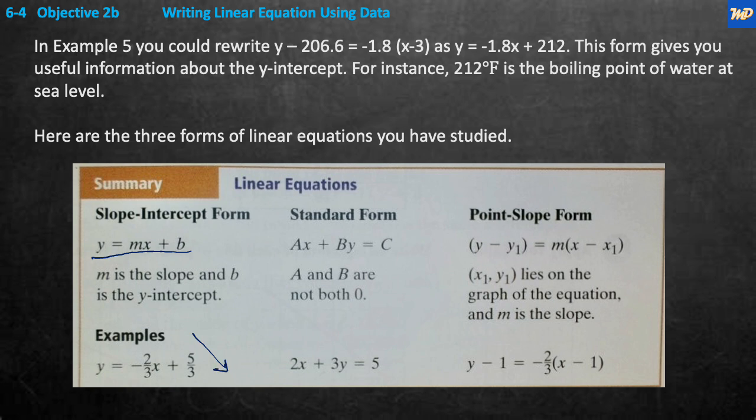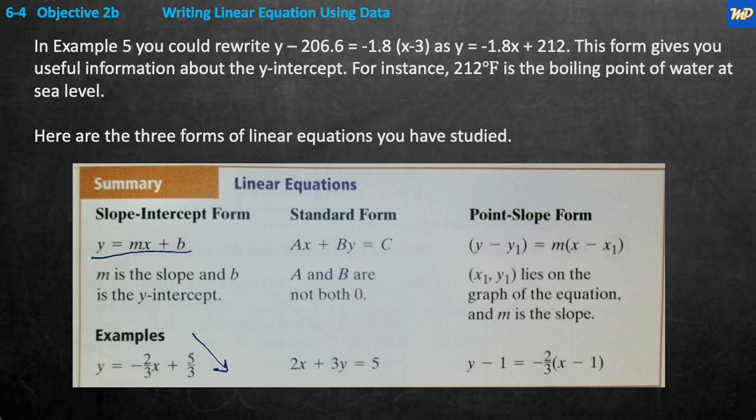Next, standard form, ax plus by equals c. The a and b are both non-zero, and in this case, we have 2x plus 3y is 5. This is good for finding the x and y intercepts. Remember, you set x to 0 and you get the y-intercept. You set y to 0 and you get the x-intercept by solving the equation.